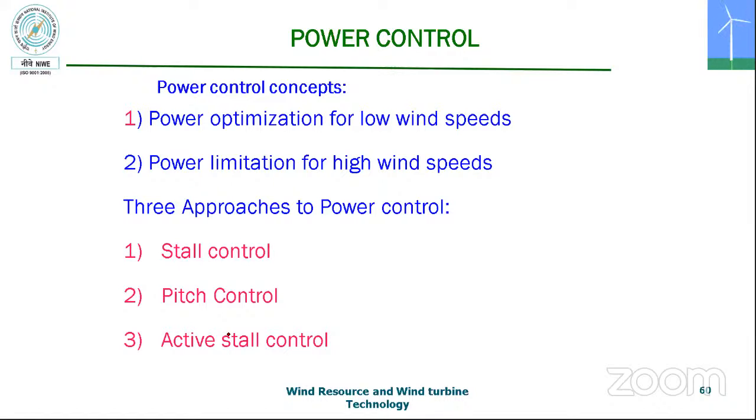So power control concept: power optimization for the low wind speed. When I have the low wind speed, I have to try to extract maximum energy from the wind. When I have a high wind speed, I have to limit my power. It should not exceed a certain limit. If it exceeds, what will happen? My turbine gets damaged. In order to avoid such things, we have to limit the power. So there are three approaches: stall control, pitch control, and active stall control.